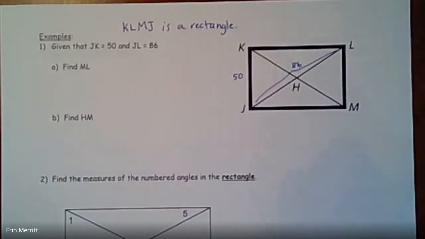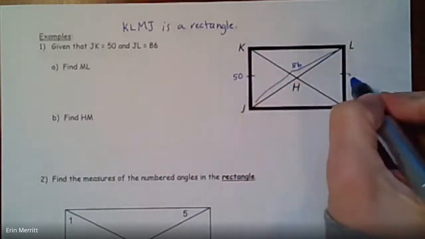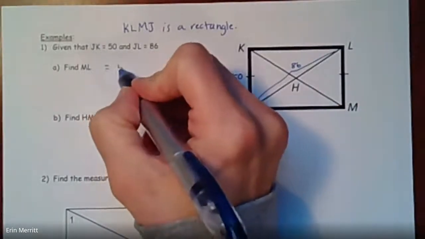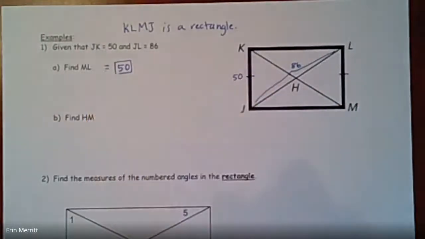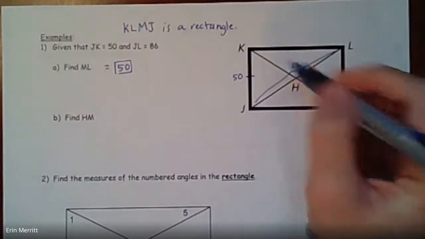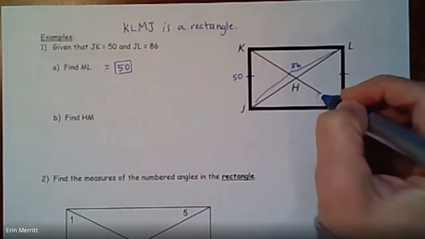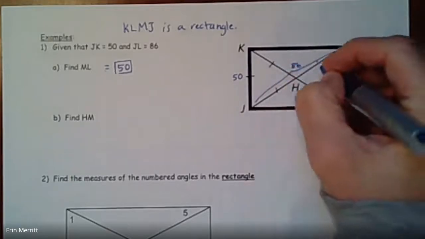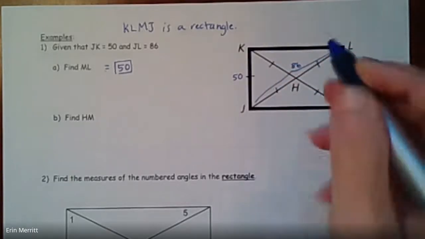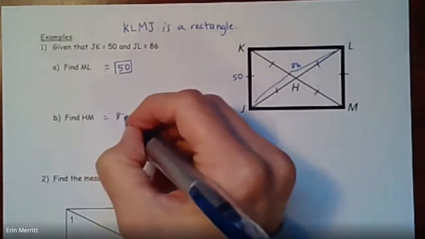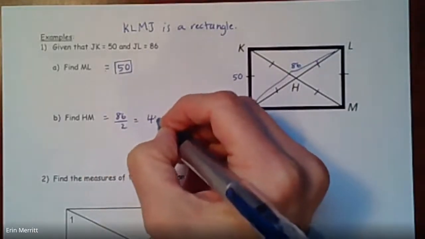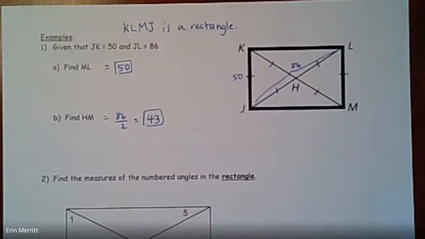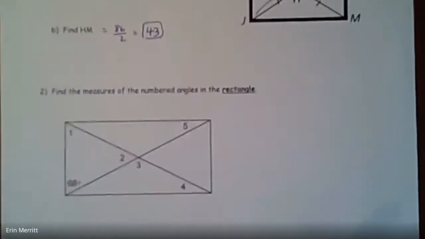All right. So when I ask you to find ML, well, opposite sides are congruent. So ML is just 50. Easy, done. When I ask you to find HM, well, HM is just part of the diagonal. So since we know all those little itty bitty pieces are congruent, and if the full length there is 86, we can just take 86 and chop it in half. So 43 is what we should have for each of those little segments there. That's it on the first one.